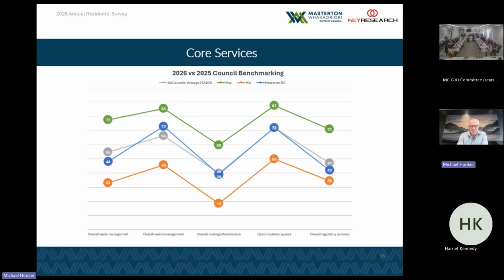And then in terms of core services, as I've already alluded to, a really good result for Masterton in terms of perceptions of overall waste management, ahead of the sector average there, slightly lower in terms of water management, but otherwise pretty close to the sector averages.